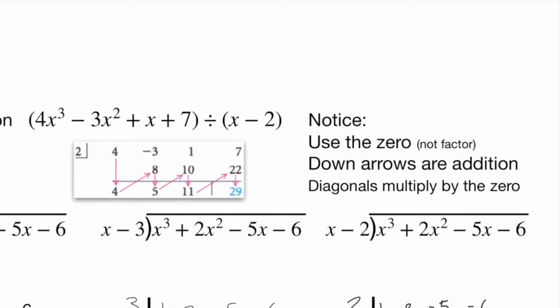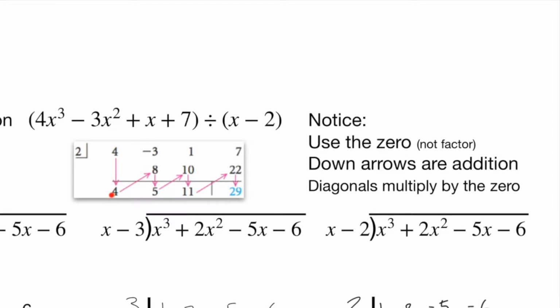So 4 minus 3, there's an invisible 1 here, and a 7. You would write 4, negative 3, 1, 7. And then if you're dividing it by x minus 2, then you put positive 2 here. Notice that we're using the 0 and not the factor. The factor, when you write it here, is x minus 2. You might think of minus 2 here, but actually use the 0. It's the opposite, positive 2.